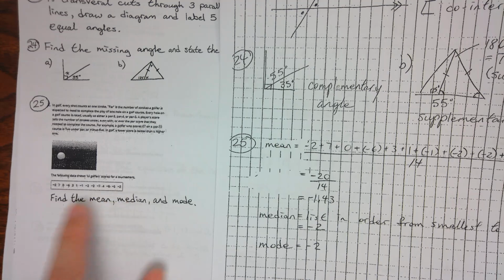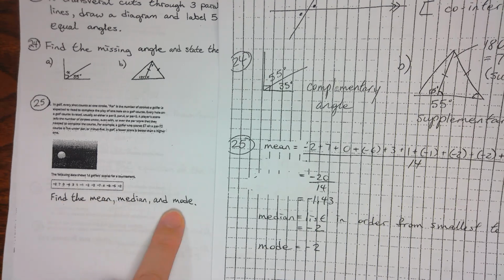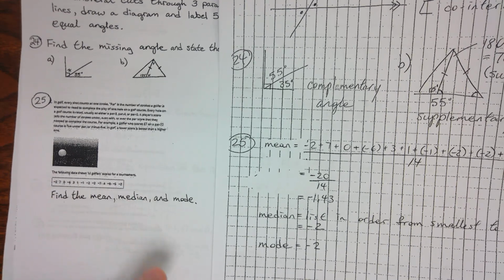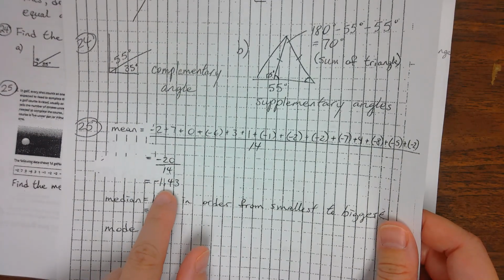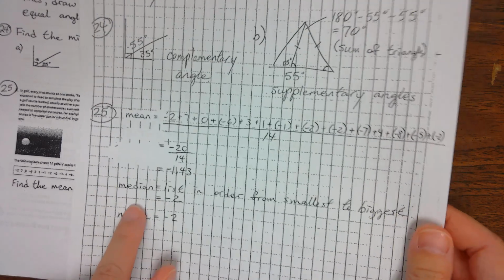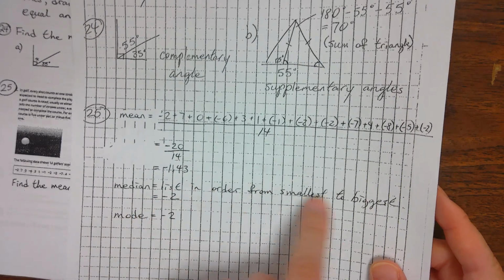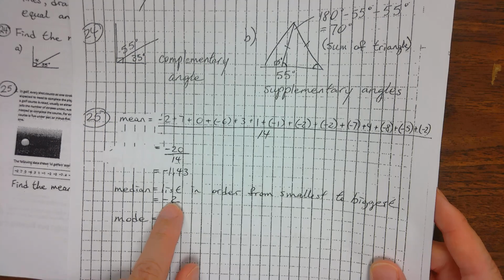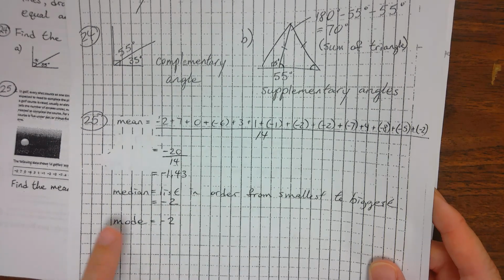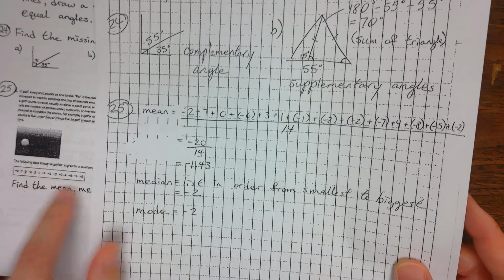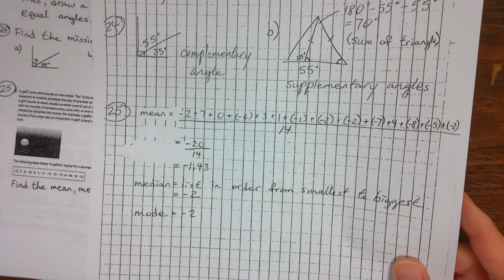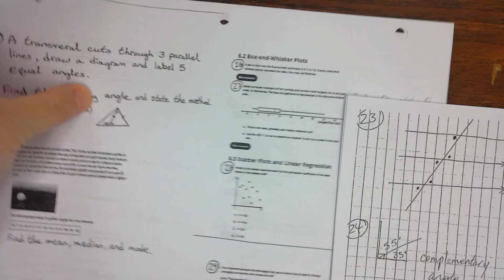So all that means is find the mean, median, and mode of this. Okay. So mean is just adding everything up divided by the 14 numbers. You get that as the mean. Median. So just list it in order from smallest to biggest, and then choose the middle number. Okay? And then the mode is the one that appeared the most. And so out of this list, -2 appeared the most.